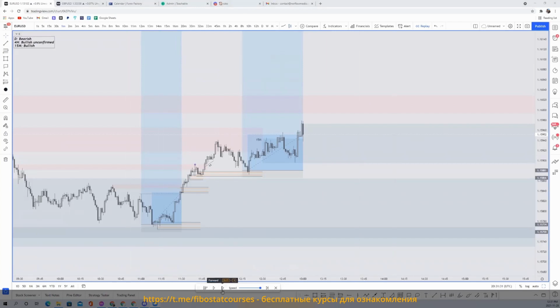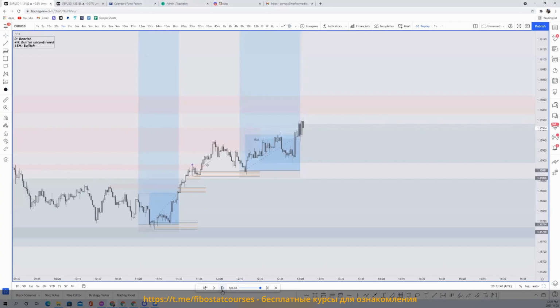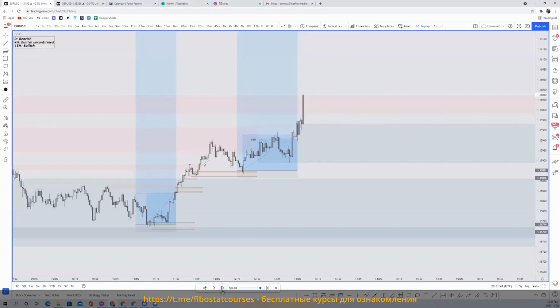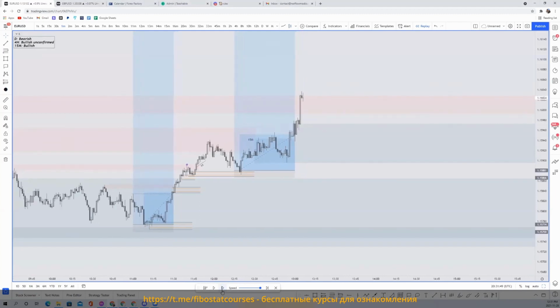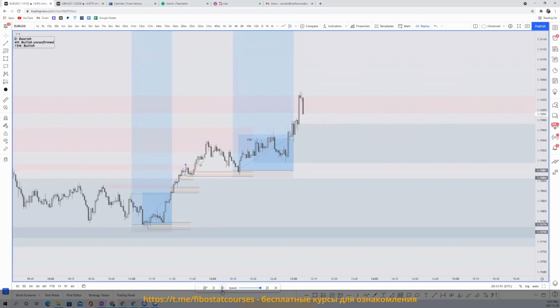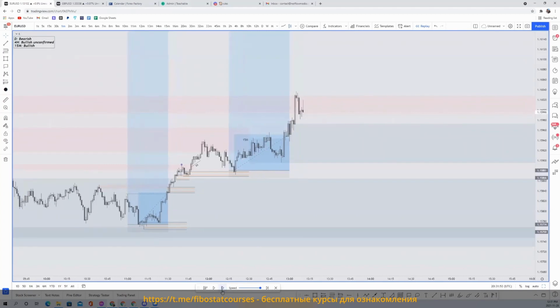Perfect. So again, you're looking for some sort of higher time frame tap. And whether or not you want to get involved in something else, it's totally up to you. I likely will, because like I said, I trade New York, so I wouldn't be in the first two trades anyway.